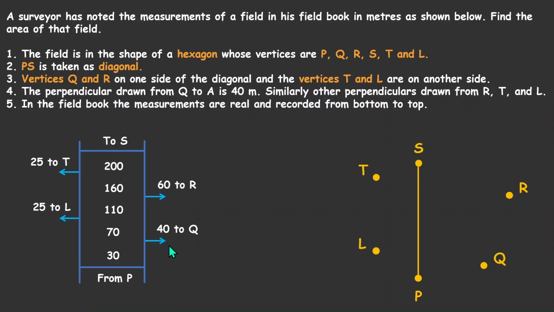Now let's try to understand what these distances mean. In our fourth point, it is given that the perpendicular drawn from Q to A is 40 meters. So we are talking about this, and it is said that this is a perpendicular. That must mean that the surveyor is walking the diagonal PS, and on the right side, there is a perpendicular that is 40 meters to Q. That is what this schematic represents. Let's see how the situation would have actually been.